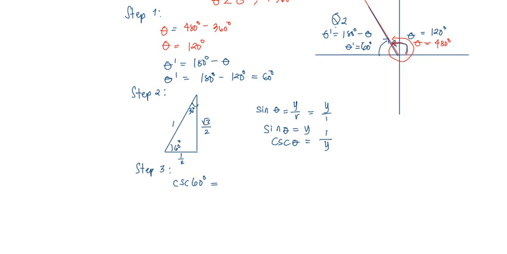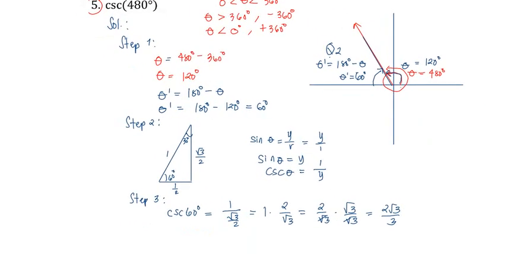So our 1 here would be r, and y would be this value in terms of our vertical axis. So that would be square root of 3 over 2, and then 1 times 2 over square root of 3. So that would be 2 over square root of 3, and then you rationalize it, times square root of 3 over square root of 3. So the radicals will cancel out. So it would be now 2 square root of 3 over 3 for our cosecant 60 degree value. Okay? So basically that's how you find trigonometric values making use of a reference triangle.